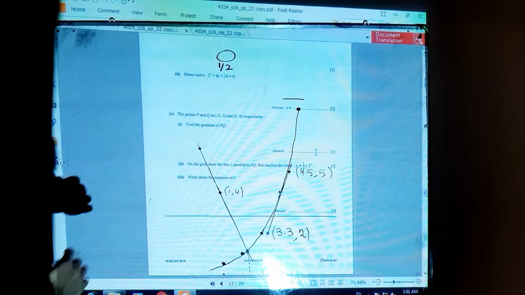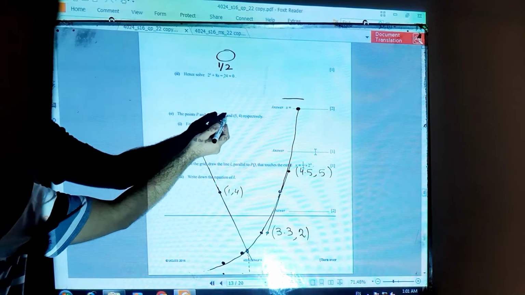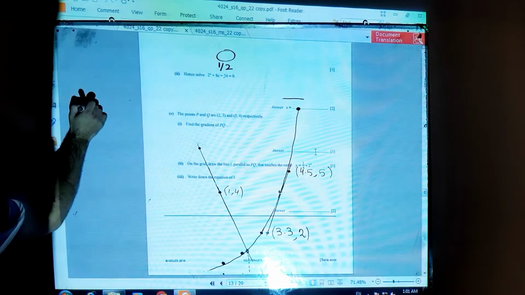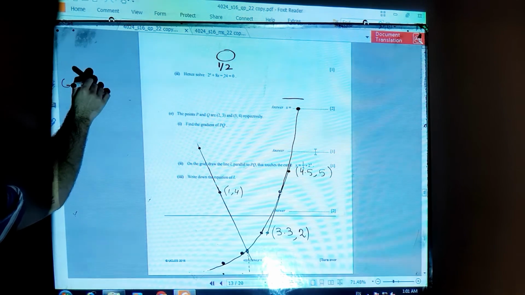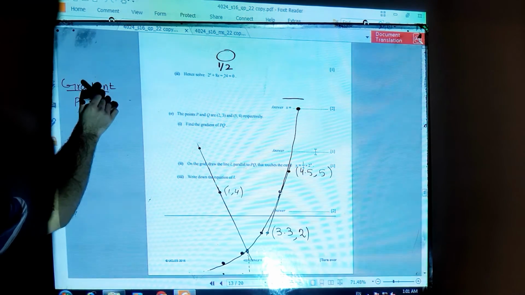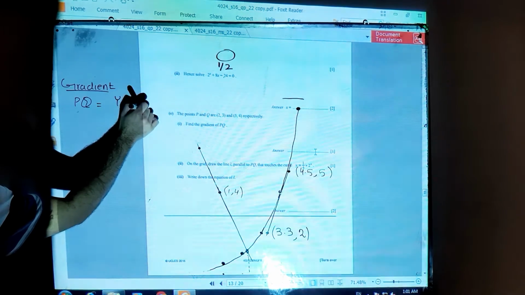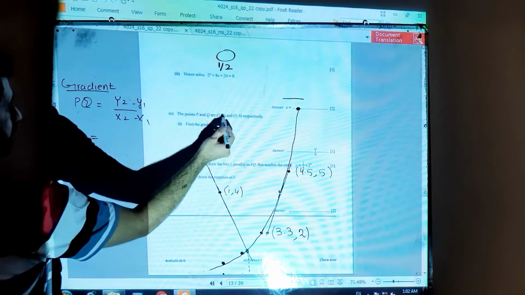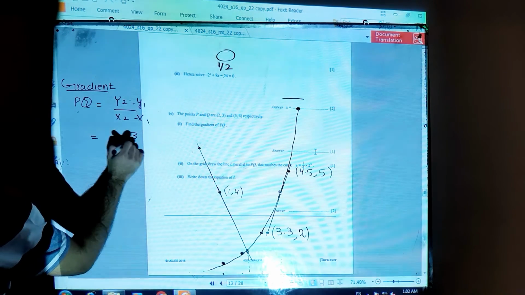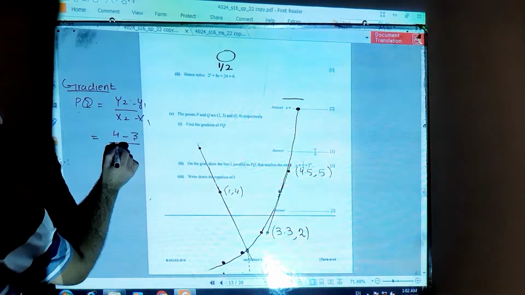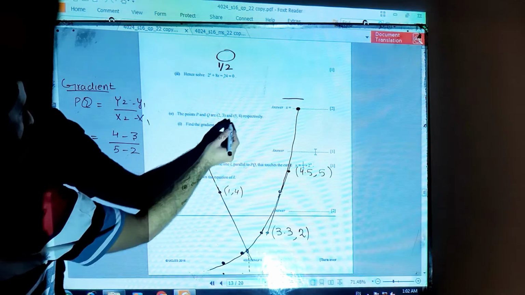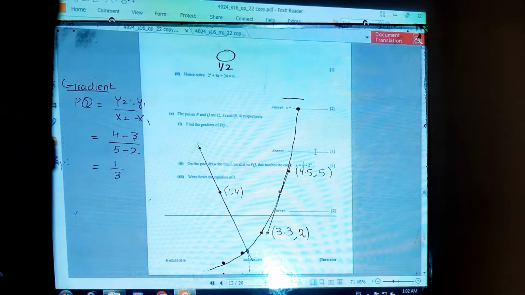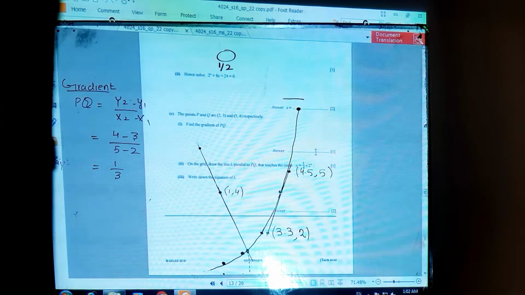Then here comes part number E. The points P and Q are given. You need to find the gradient of PQ. So the gradient of PQ is (y2 minus y1) over (x2 minus x1), which is 4 minus 3 divided by 5 minus 2. 4 minus 3 is 1, so it is 1 over 3. This is the gradient of PQ for part E number 1.